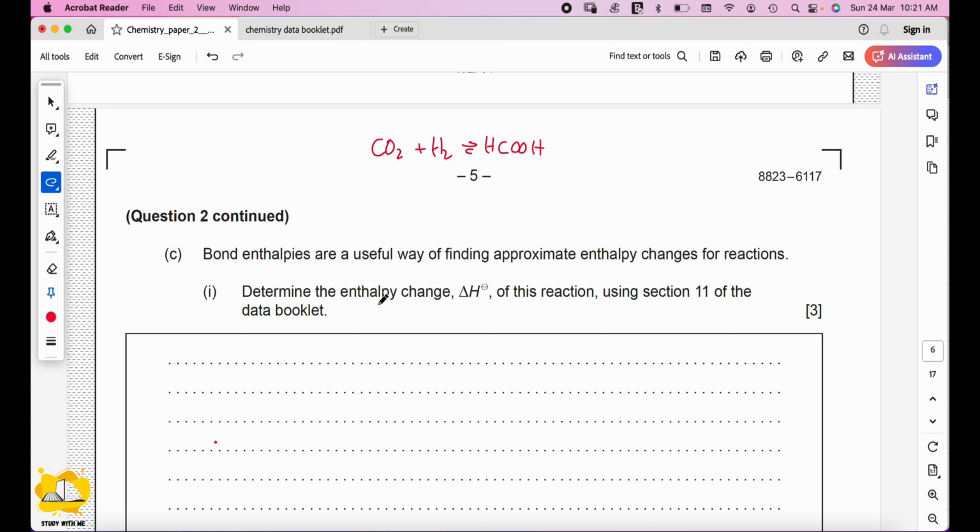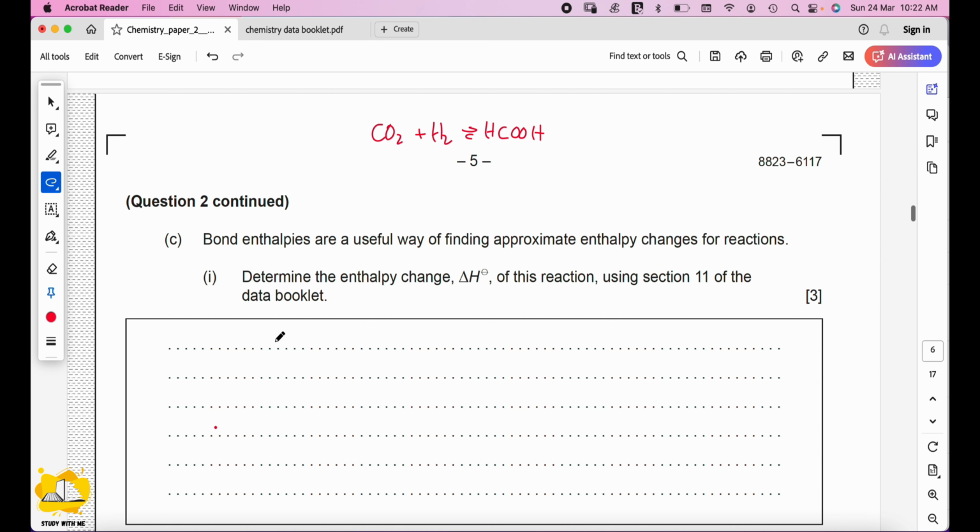All right, so let's break down this reaction. CO2, C double bond O, plus H-H, gives HCOOH. So you have C-H plus C double bond O plus C-O plus O-H. As we have on the right side C double bond O, and on the left side there's one C double bond O, so we can eliminate them.